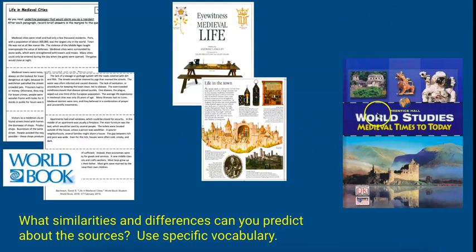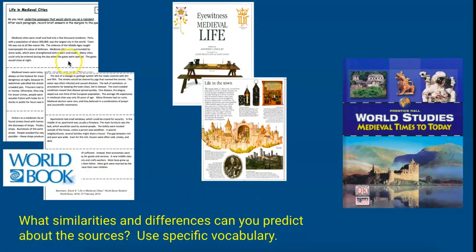Hopefully you're remembering that all 3 are secondary because they've been published in the last 20 years, even though we're studying the Middle Ages. All 3 are credible because they come from big name publishers like Prentice Hall, DK, and World Book. All 3 are informative or objective because they're providing more facts than arguments or opinions.